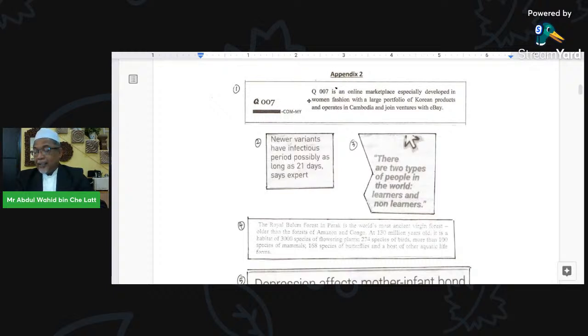Q007 is an online marketplace especially developed in women fashion with a large portfolio of Korean products and operates in Cambodia and joint ventures with eBay. Okay, focus at the two verbs is and operates. Okay, these two are stative verbs in simple present, and the whole text is a fact.